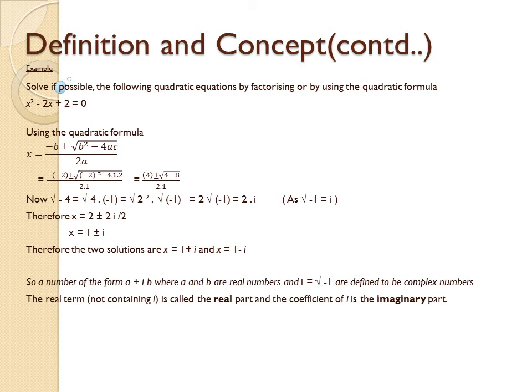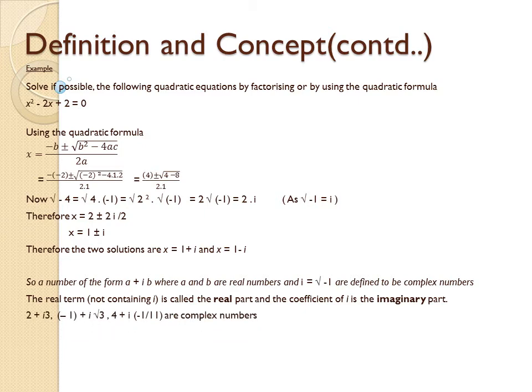The real term not containing i is called the real part of the complex number. So a is the real part of the complex number, and b is also a real number, but i is an imaginary number. So the coefficient of i is called the imaginary part.